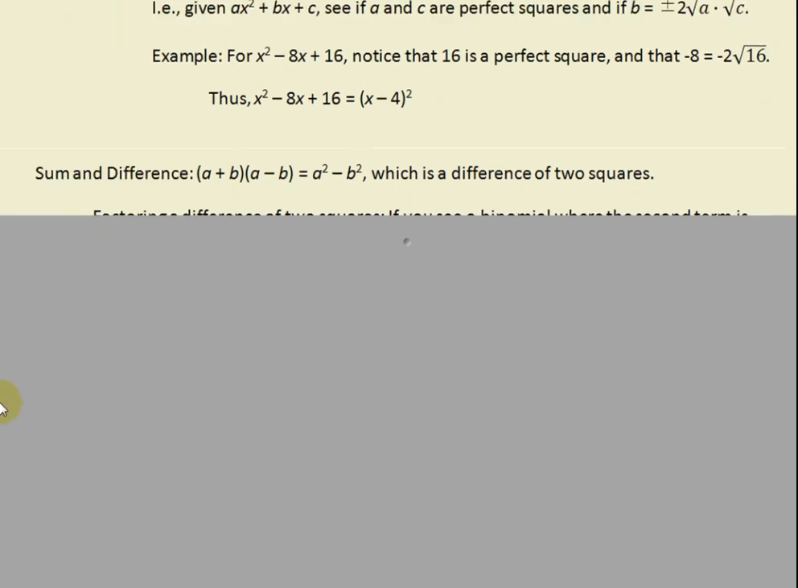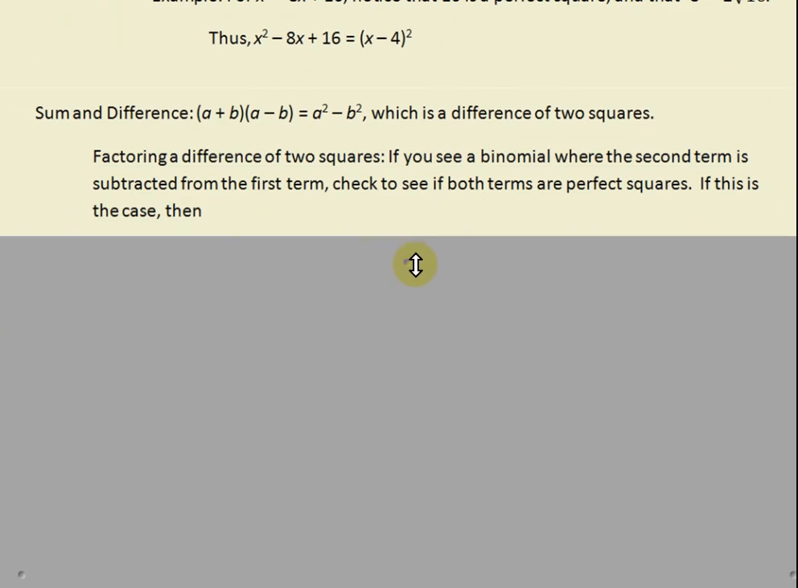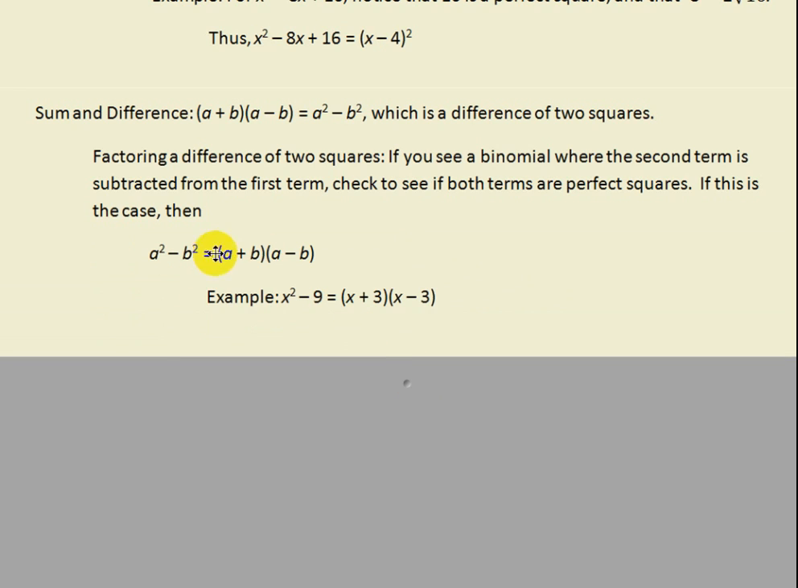Okay, and one that will be probably a little bit easier to spot is the sum and difference. Remember when we took a plus b times a minus b, we ended up with only two terms. That first term squared minus the second term squared. And we call that a difference of two squares. So if you see a binomial and there's a subtraction, check to see whether those are both perfect squares. If they are, then you know how to factor that into a sum times a difference.